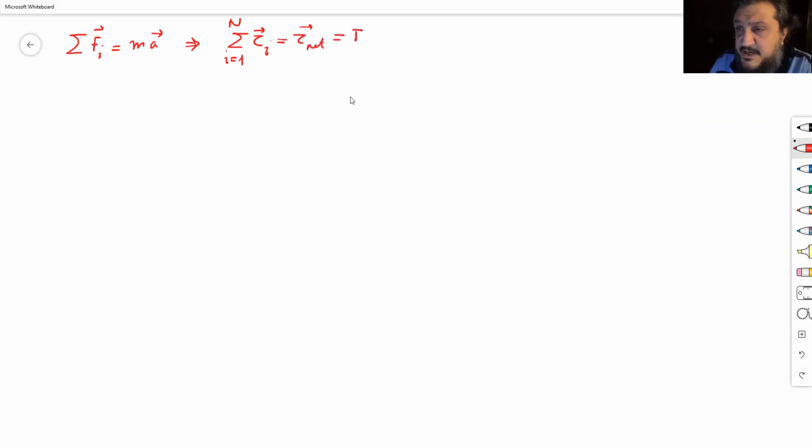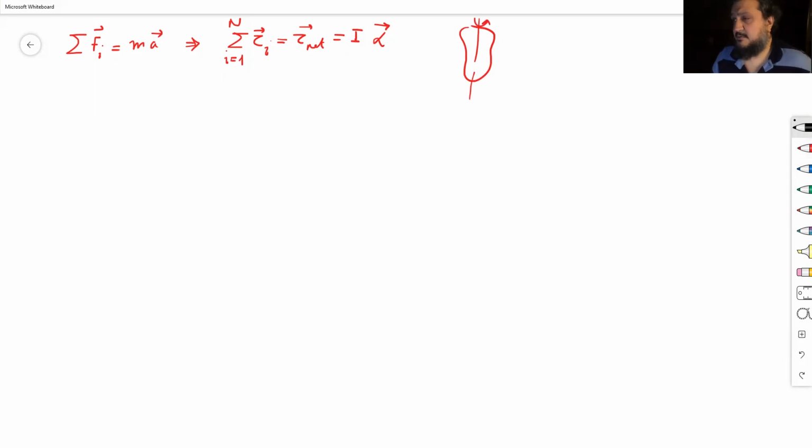equal to the object's moment of inertia, which is I, times its angular acceleration. Both angular acceleration and the moment of inertia are with respect to some axis. It could be any shape. This is the axis of rotation.